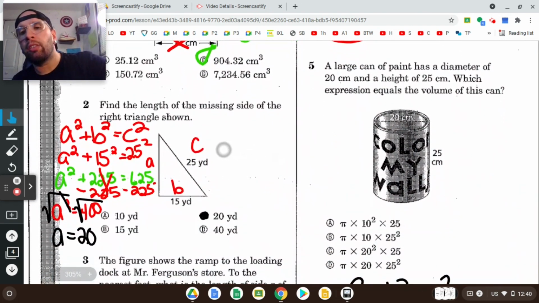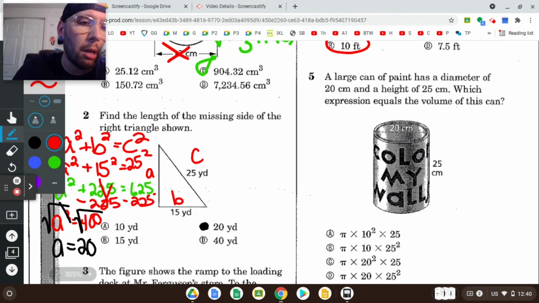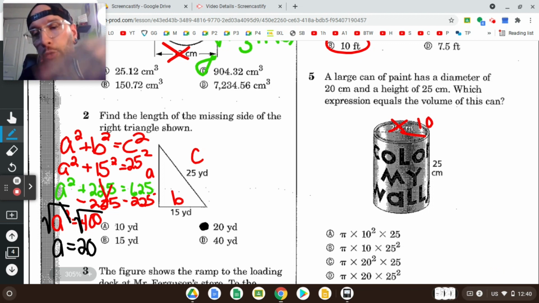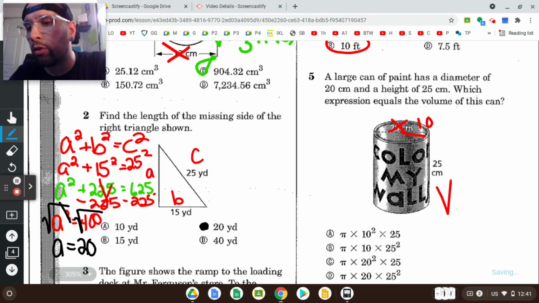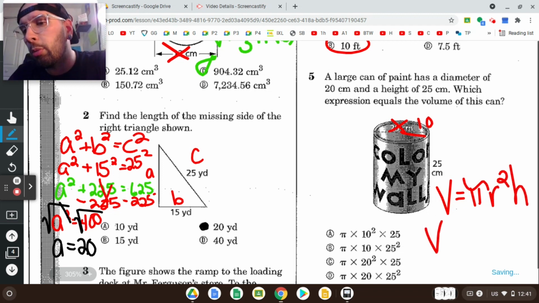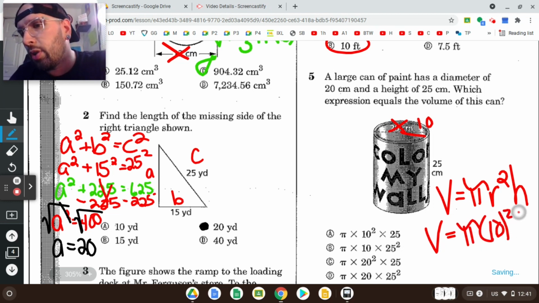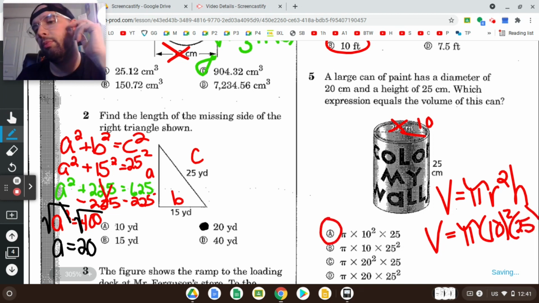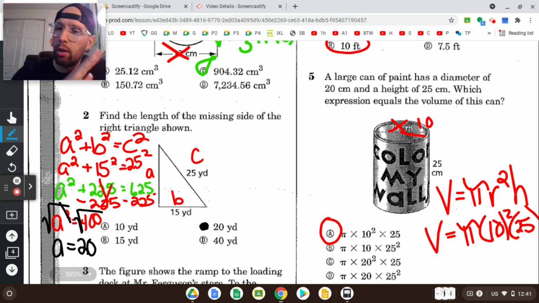A large can of paint has a diameter of 20. I don't care about that. Hold on. I'm going to just stop you right there. I don't care about the 20. I care about the radius being 10. Which expression equals the volume of this can? Oh, so I don't actually even have to do it. All I have to do is say this is a can, so the volume is pi times the radius squared times the height. So it's going to be pi times 10 squared times 25. Pretty easy. No calculator necessary.